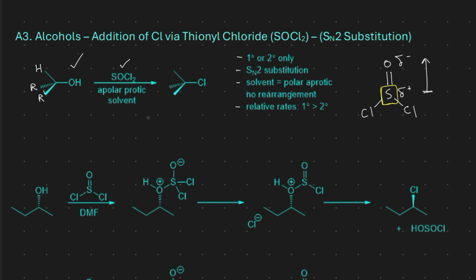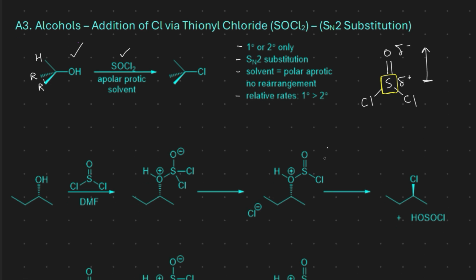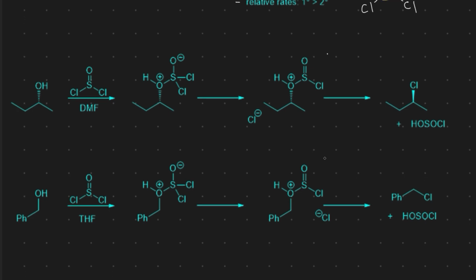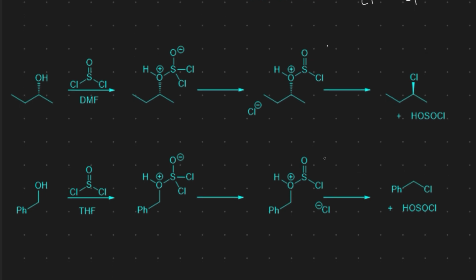All right, so looking at the mechanism itself, my controller went out. There we are. All right, so inversion of stereochemistry. Similar to other mechanisms, we have a lone pair attacking an area of low electron density.